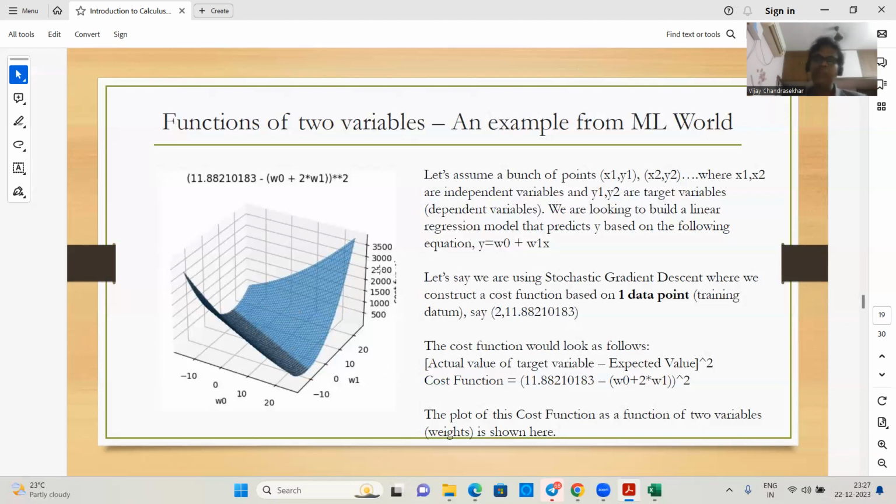In this function, what are the independent variables here? Can anybody tell me? Not Rakesh, not the usual suspects. Someone else. In this function, what are the independent variables? W0 and W1. That is right. Correct. Of course, I shouldn't have asked you. You would know the answer. You're right. W0 and W1 are independent.